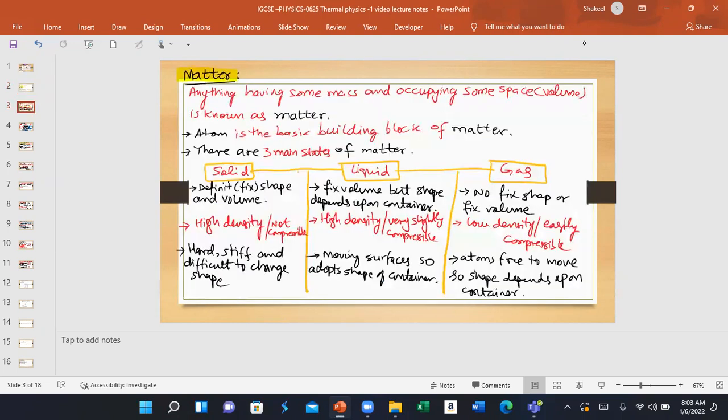Okay, so now the first thing is matter. You know that anything that has some mass and occupies some space or has some volume is known as matter. So basically everything around us is matter. The atom is the basic building block of matter. It means that everything is made up of atoms. And there are three main states of matter: solid, liquid, and gas.